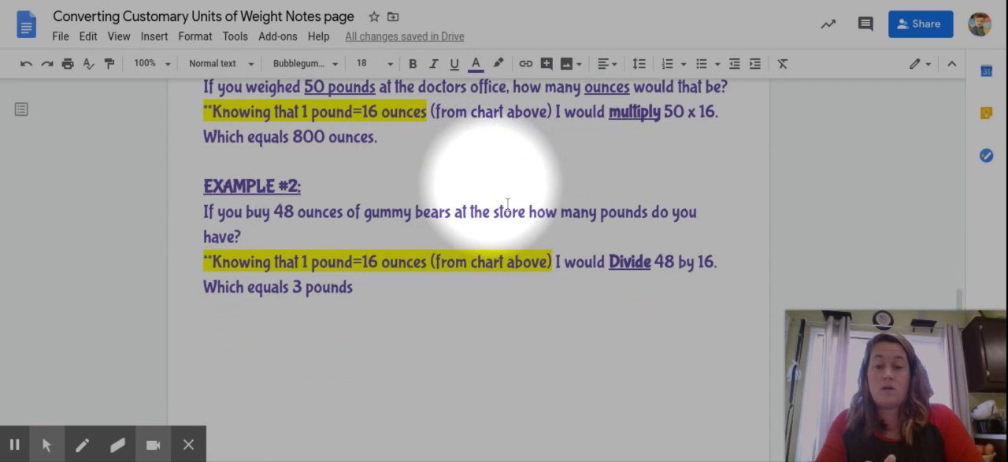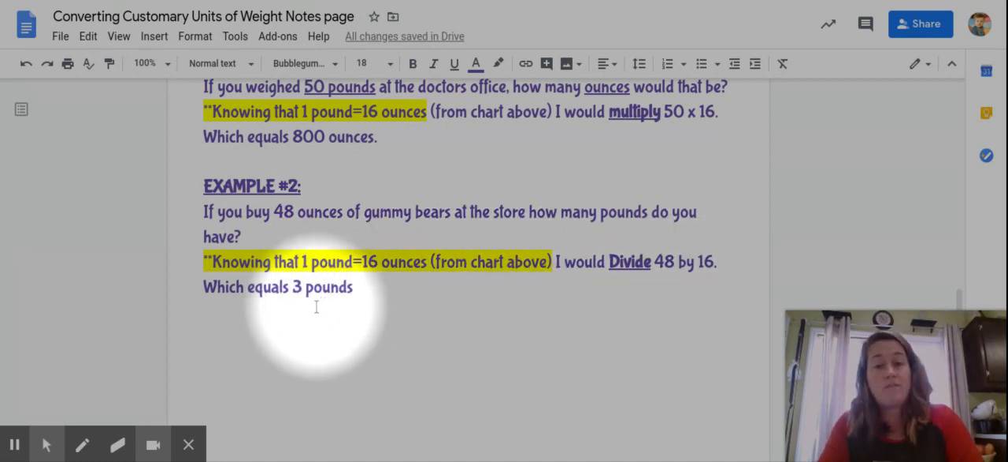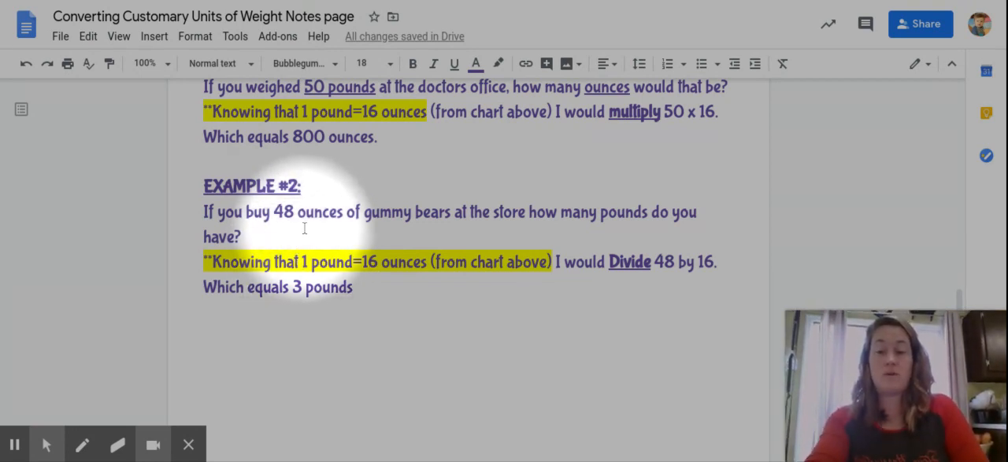Knowing again 1 pound is 16 ounces, I would divide 48 by 16. Why? We have 48 ounces of gummy bears, and we know there are 16 ounces in each pound. So if we divide it, we have 3 pounds of gummy bears. So 48 ounces and 3 pounds are the same amount of weight.